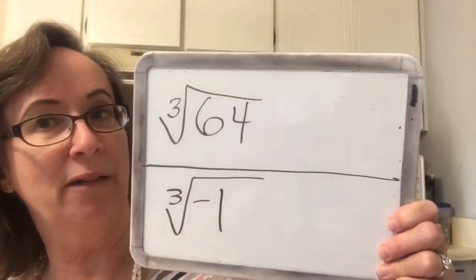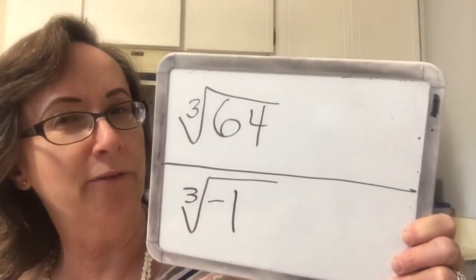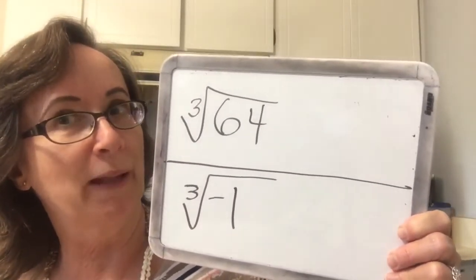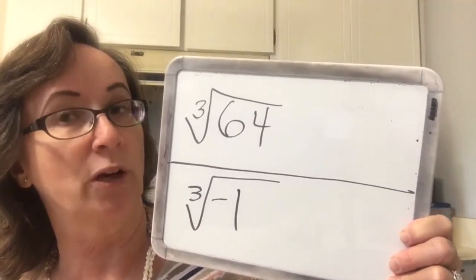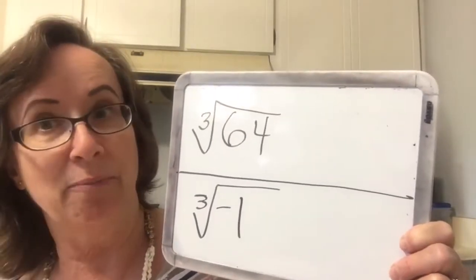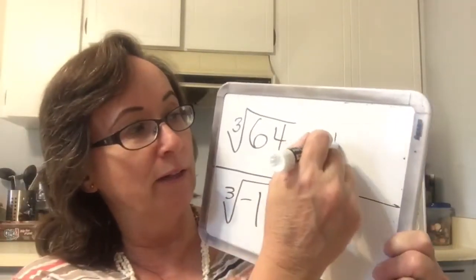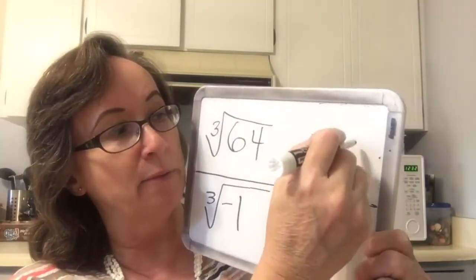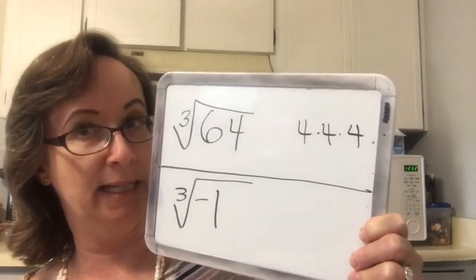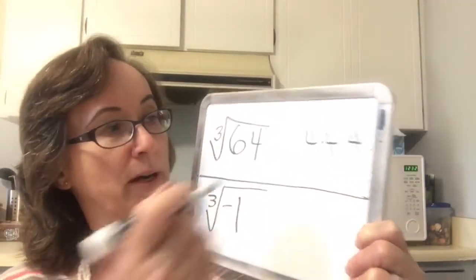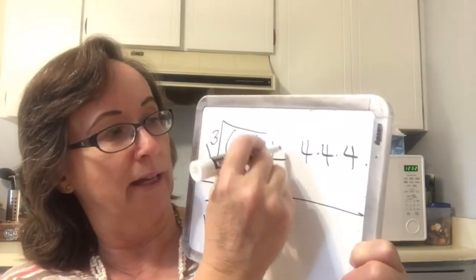Okay, the cubic root of 64. So I'm looking for a number that when you multiply it by itself 3 times or cube it, it will give me 64. And I know that 4 times 4 times 4 gives me 64. Therefore, I know that the answer is 4.